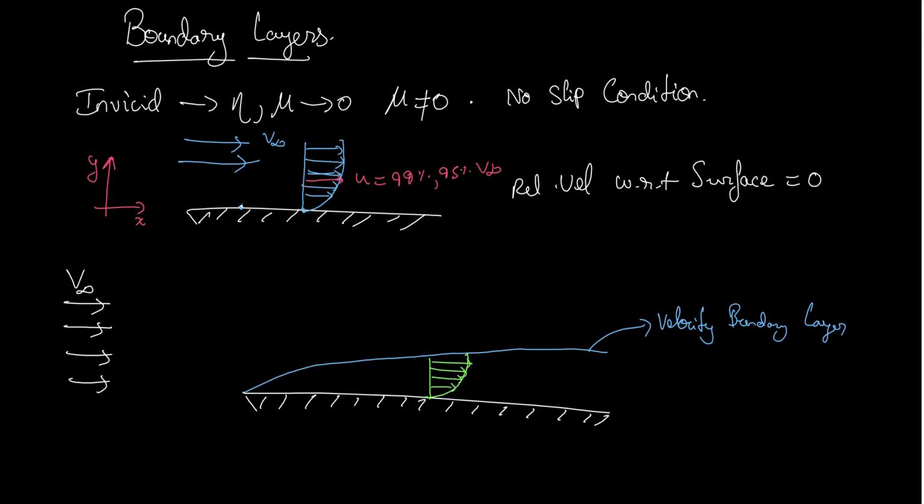And there is one more advantage of constituting a subject called boundary layers, because outside the boundary layer we can consider the flow to be completely inviscid, and we can apply our normal inviscid Euler equations to solve the flow outside the boundary layer.